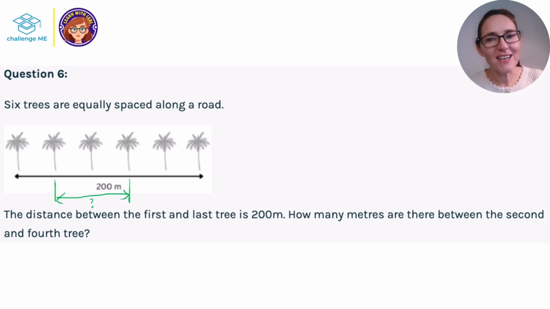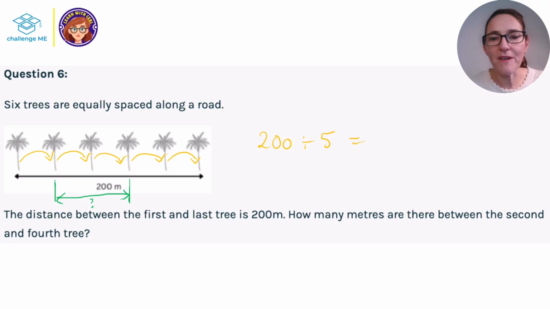Now, this question catches a lot of people out because everybody usually wants to try and divide by 6, but actually there are only 5 gaps when you've got 6 trees, because one of them is on either end. So we need to work out the size of one gap: we divide the 200 by 5, which is 40. And between the second and the fourth is 2 gaps. So we need to double that, and the final answer is 80. There you go. Did you get that? Hope so.